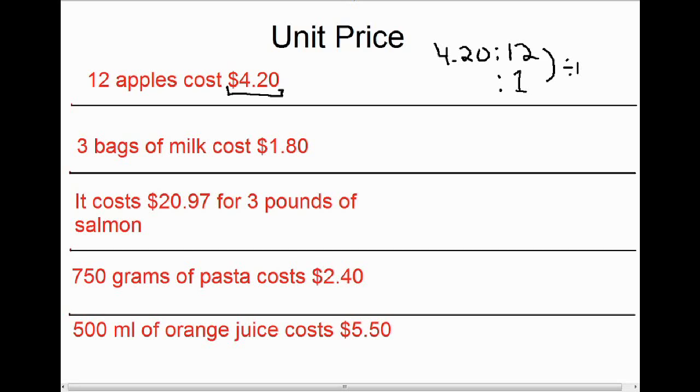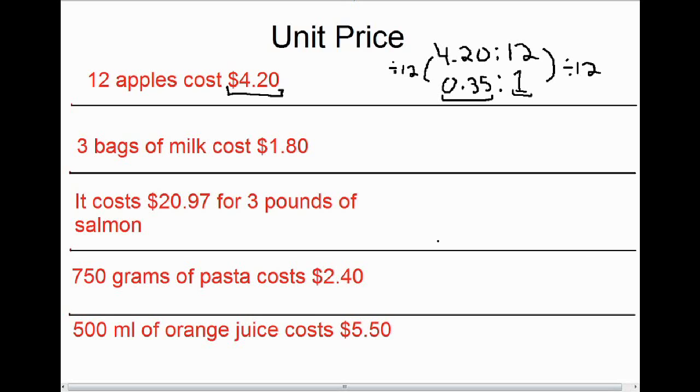Now this is where having a calculator comes in really handy. Unlike the previous examples of ratios that we've seen, these examples almost always involve decimals because we're dealing with money. So we have to divide 4.2 or 4.20 divided by 12. And what we get is 0.35. So what does that tell us? Well, that tells us that one apple costs 35 cents. Or another way to say that is it's 35 cents per apple.